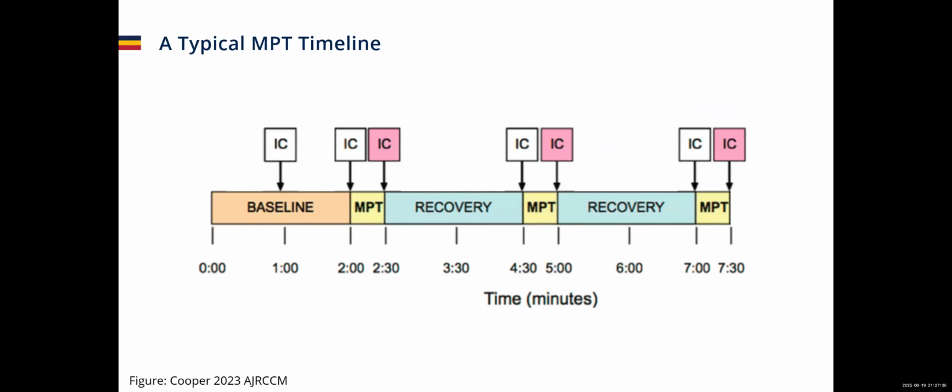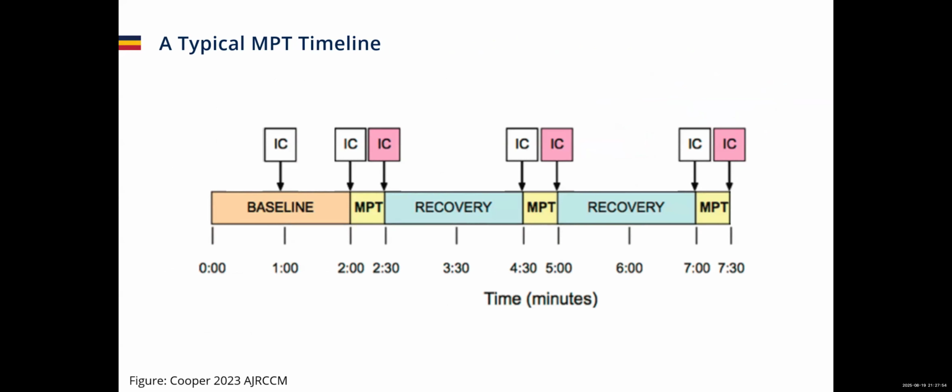And you can see that there are periods of resting breathing, both through baseline and then recovery intervals lasting about 2 minutes, interspersed with 30-second breathing periods where the individual is breathing at a higher frequency of 40 breaths per minute. And those are all flanked by inspiratory capacity maneuvers.